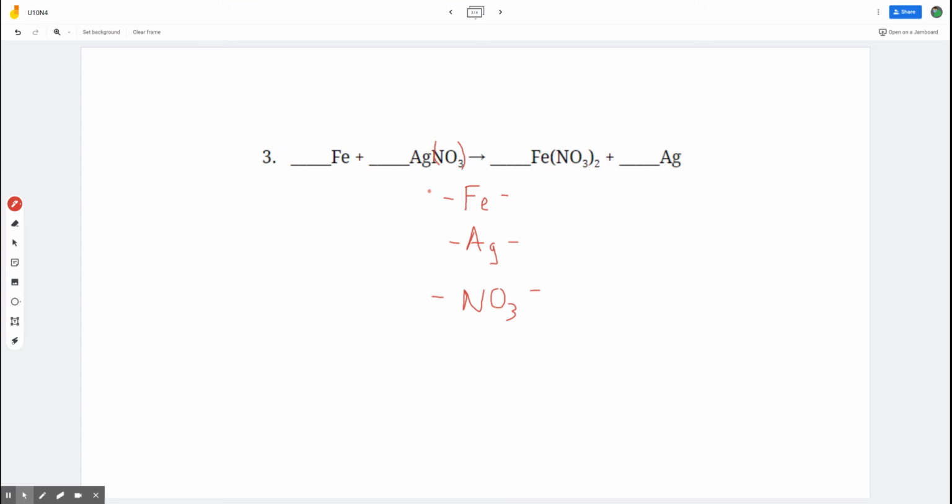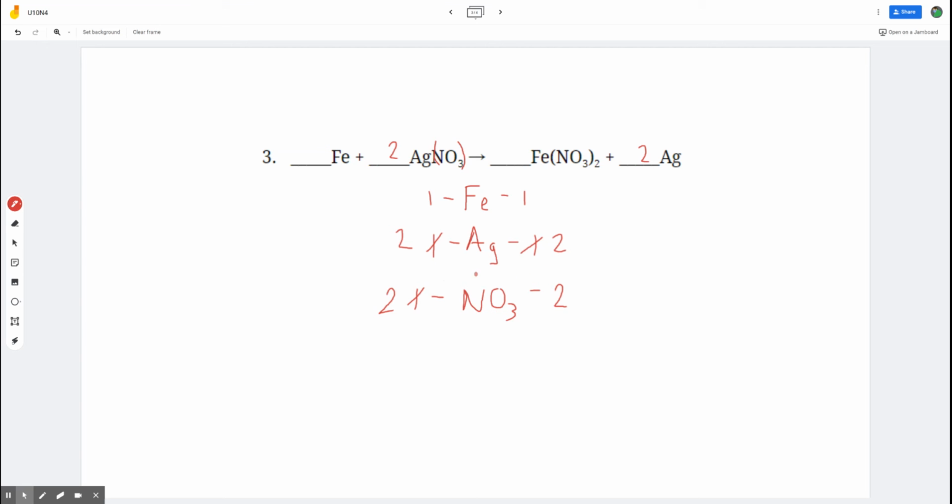So then if I were to do this one, I have 1 iron on both sides, 1 silver on both sides to start, and then this is called nitrate. This nitrate here, I have 1 on the left side, NO3, and I have 2 on the right side. So then I know I just need 2 over here. Now I have 2 of these NO3 things all together as a group, and that also changes silver. So then I need another one over there.